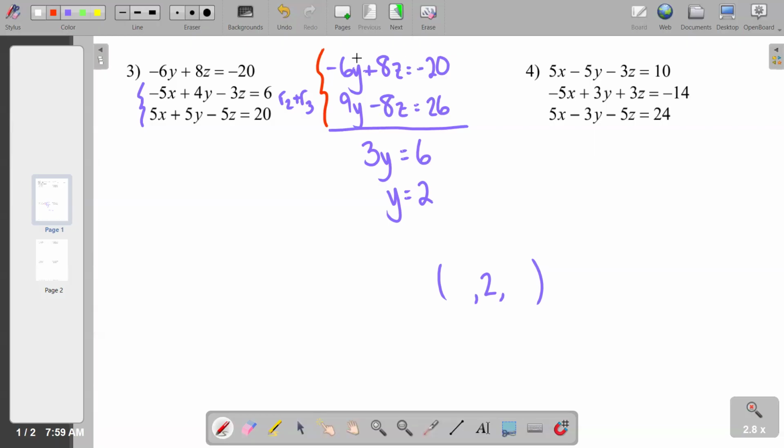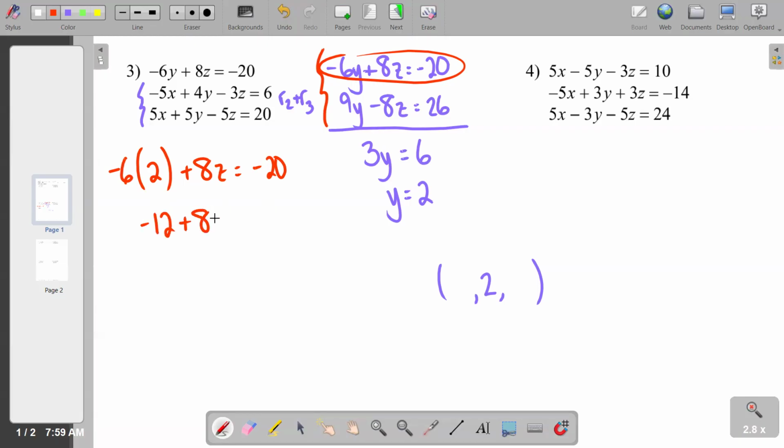So if I take that top equation, the one I'm circling, and I rewrite it, but I change the y into 2, it'll now say negative 6 times 2, because that's no longer a y, because we know what y is, plus 8z equals negative 20. And again, barring rinky-dink, goofy mistakes, we're almost there. What's negative 6 times 2? Negative 12. I don't know why everyone's whispering at me today, but I'll stop asking you questions.